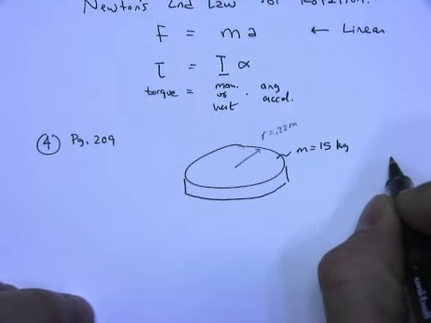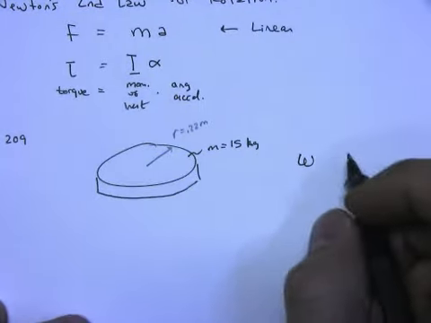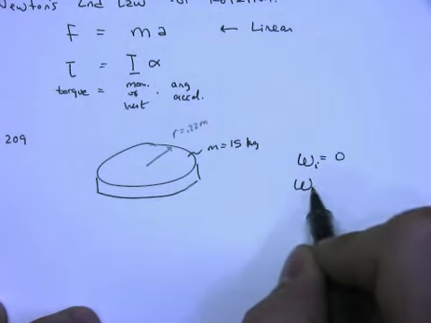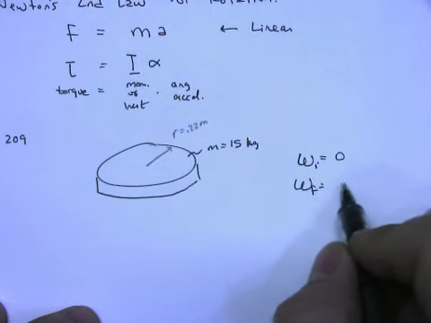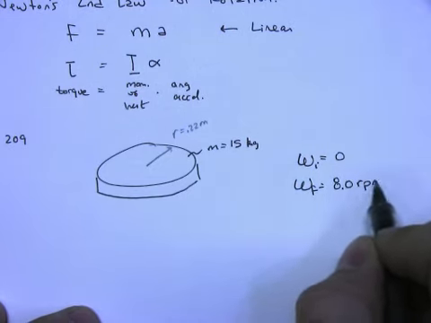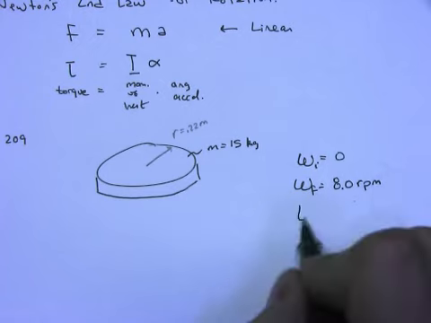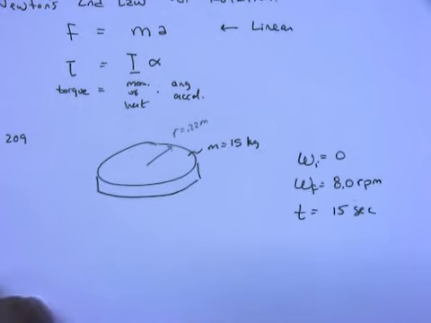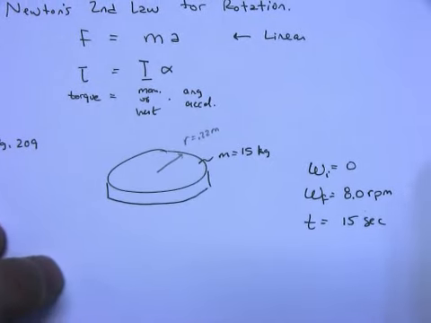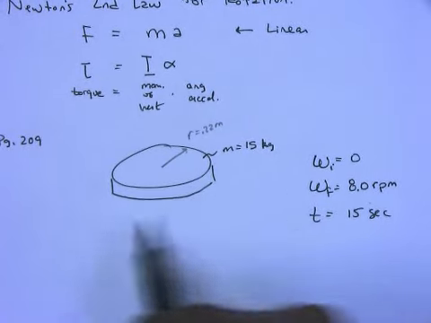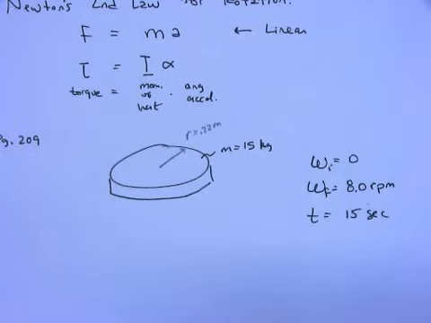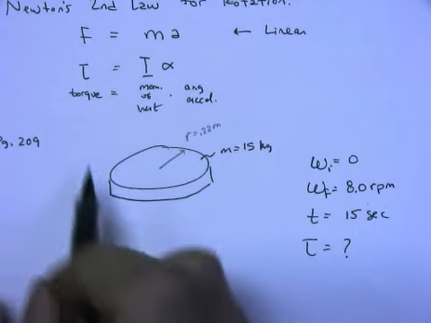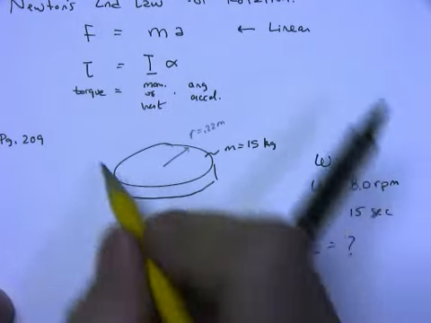So the initial angular speed is 0, and the final speed is 8.0 RPM. And the time you want it to take is 15 seconds. Okay, now in order to do this, it wants to know what torque. So torque is the question mark here. So what we're going to do is utilize Newton's second law here.